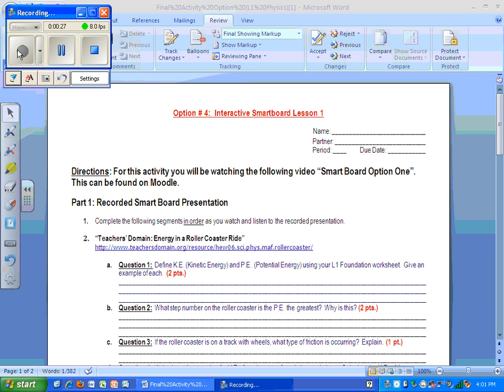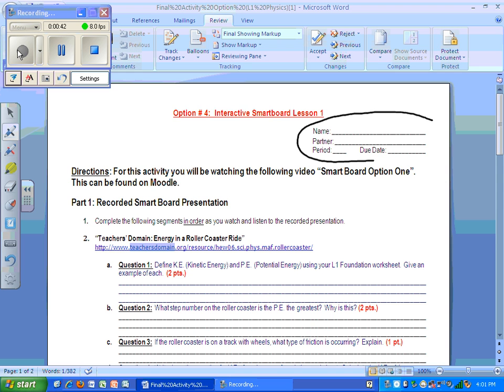And you should be using your foundation worksheet L1 for this activity. So the directions first say that for this activity, you'll be watching the following video, Smartboard Option 1. This can be found on Moodle. Put your name at the top, your partner's name, the period, and the due date.